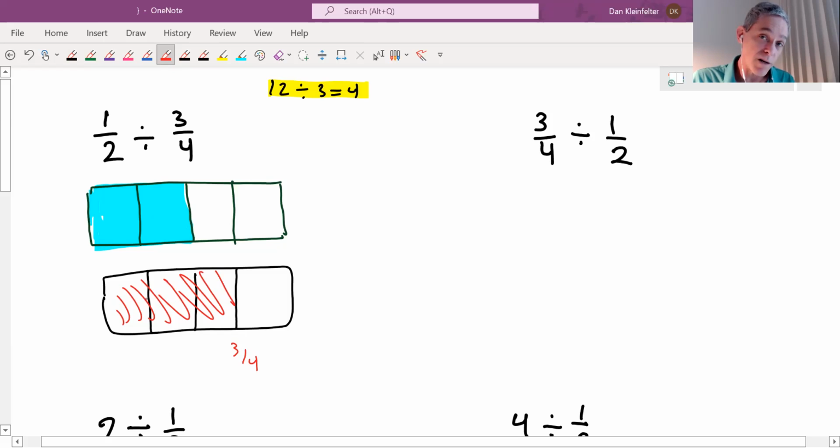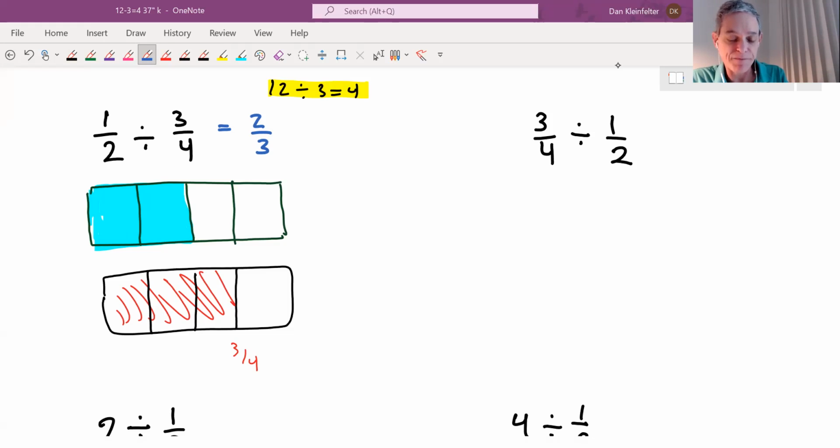Well, the 3/4 consists of 3 of these blocks. There are 2 blocks that are shaded in the upper picture. So the answer finally is 2/3. There are 2/3 of a 3/4 in 1/2. Okay, so take a minute to think about that before we try the next one.